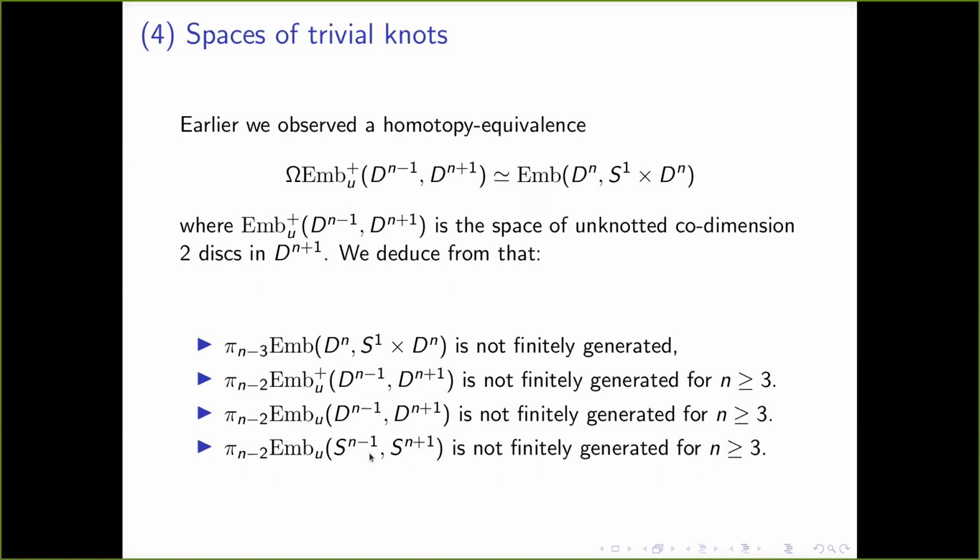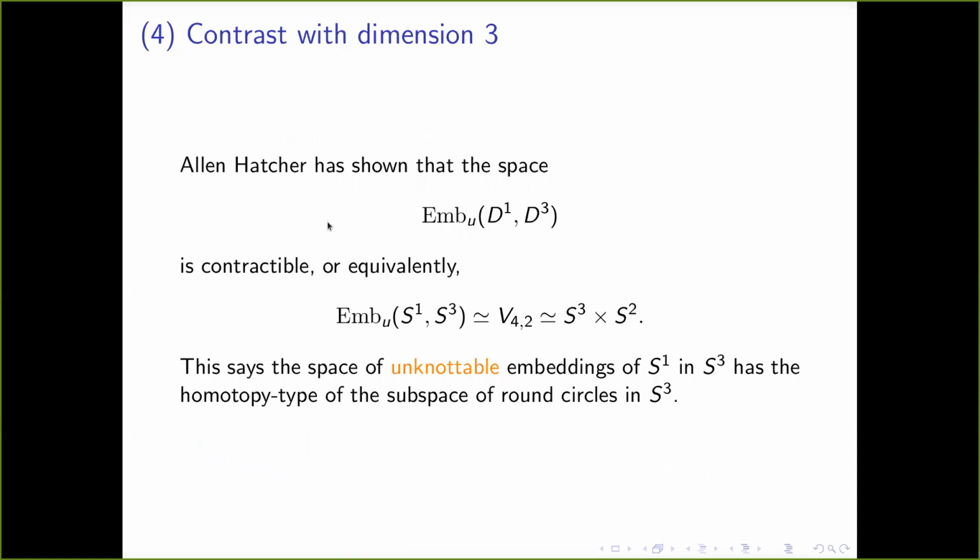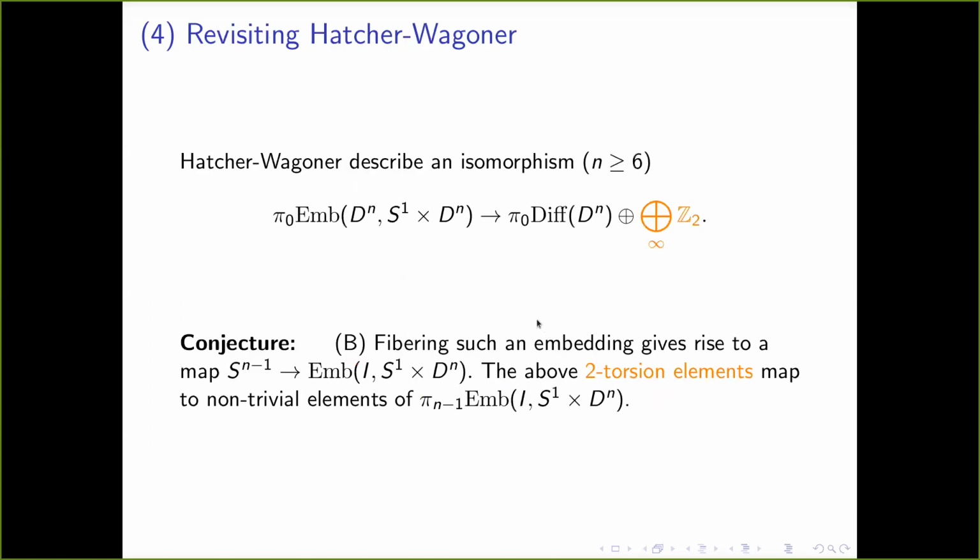not finitely generated. Yeah. So Allen Hatcher has shown that the unknotted embeddings of the 1-disk in the 3-disk are contractible, or equivalently the unknotted embeddings of S1 in S3 have the homotopy type of the round circles, or the great circles, which is also a Stiefel manifold, or because we're in S3, it's S3 cross S2. So Hatcher's result is very different to what we're talking about. We're saying that you don't have anything like that happening.